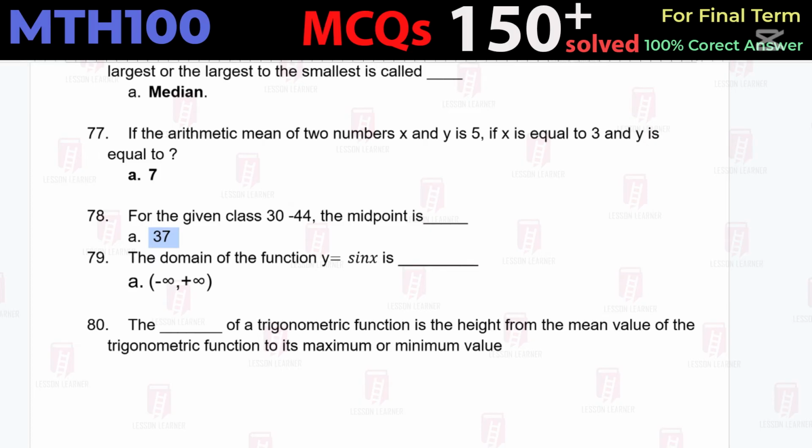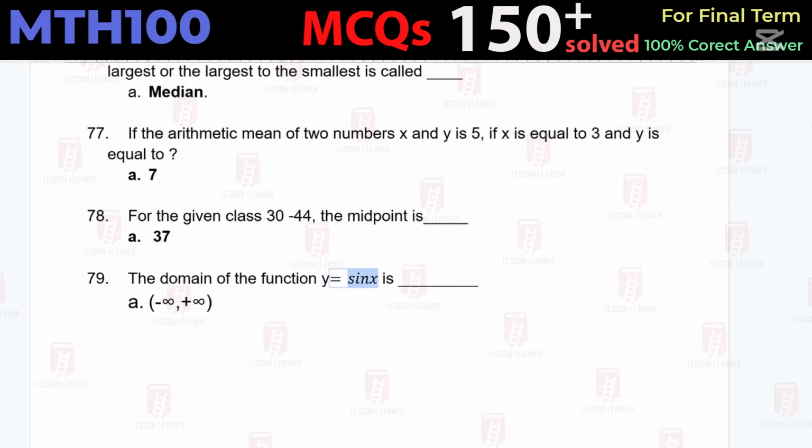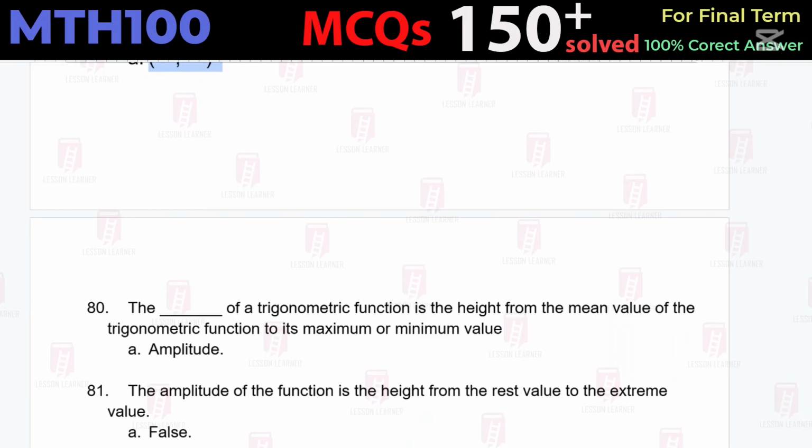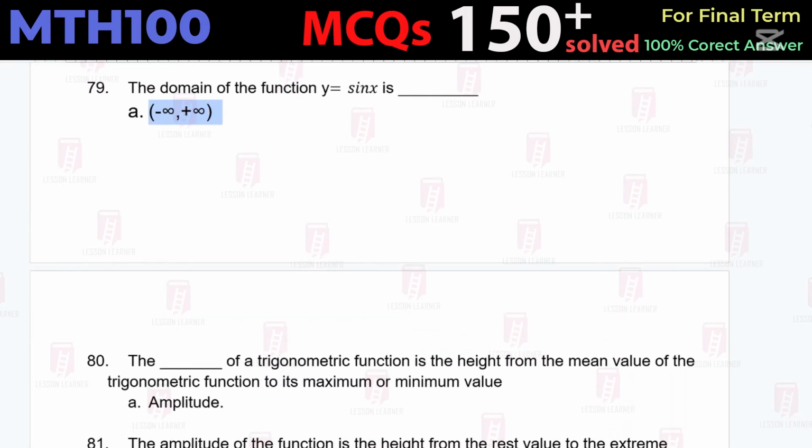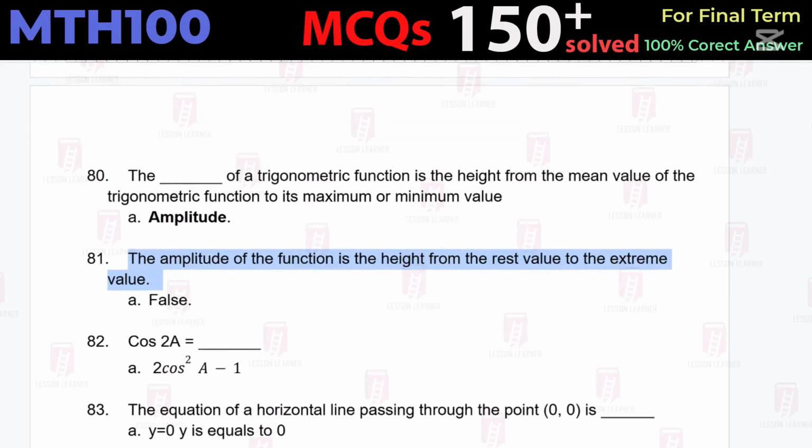The domain of the function y = sin x is minus infinity to plus infinity. The dash of a trigonometric function is the height from the mean value of the trigonometric function to its maximum or minimum value. Its answer is amplitude, the amplitude of a trigonometric function. The amplitude of the function is the height from the rest value to the extreme value. No, it's false.